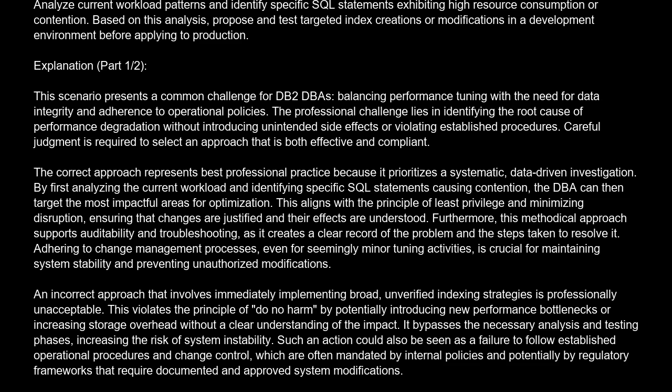An incorrect approach that involves immediately implementing broad, unverified indexing strategies is professionally unacceptable. This violates the principle of do no harm by potentially introducing new performance bottlenecks or increasing storage overhead without a clear understanding of the impact, bypasses the necessary analysis and testing phases, increasing the risk of system instability. Such an action could also be seen as a failure to follow established operational procedures and change control, which are often mandated by internal policies and potentially by regulatory frameworks that require documented and approved system modifications.